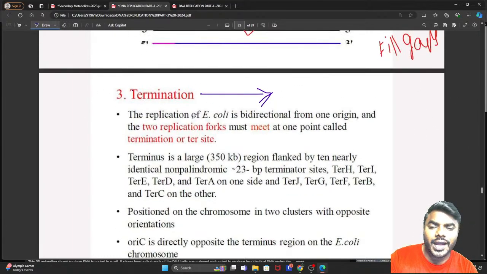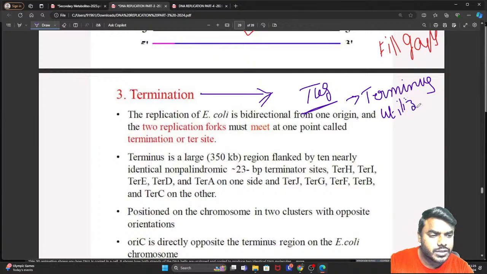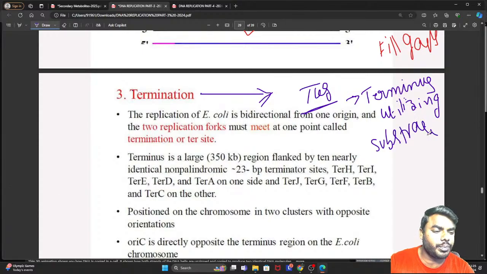In case of prokaryotic termination, every student listen, we require one very important protein. What is the name of the protein that is involved in the termination? Every student remember, we call it the TUS protein, TUS. Very important protein, friends. The full form of TUS is terminus utilizing substrate. Terminus utilizing substrate, that is the name of the protein. No point of getting confused over there, and it is easy to remember.